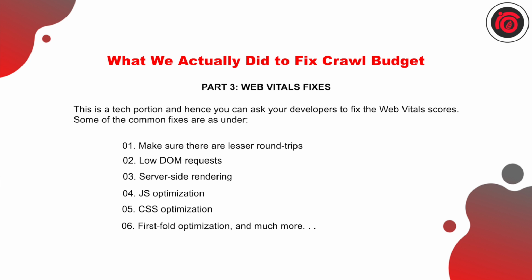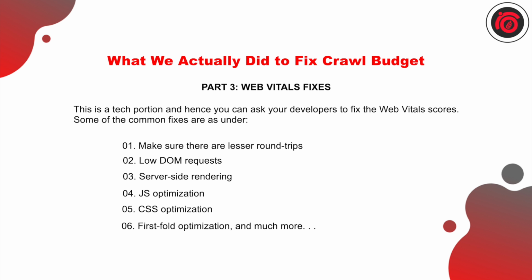And first fold optimization. The first fold is basically whatever first portion of the website that you see on the screen. All your important navigational links and all your important CTAs should be in the first fold of your website, and it should load very fast. So the LCP is the major core web vital metric that measures the first fold, or loading performance. If you have a good LCP score, your first fold optimization is nearly done.